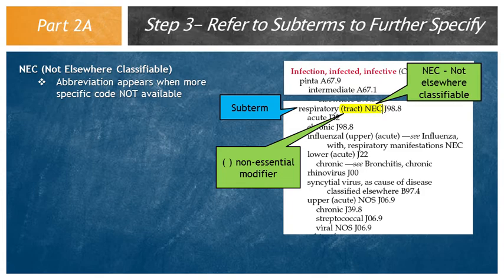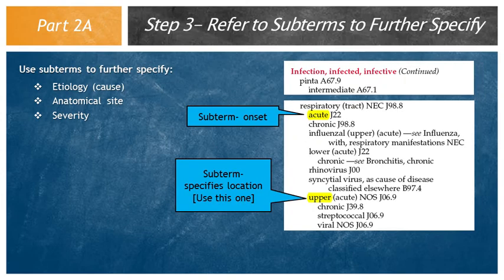Since the diagnosis from the case study provides more specific information about the respiratory infection, you should continue to use all the subterms to further specify the diagnosis. Pause the presentation to look up the other subterms, acute and upper. So which subterm did you find? In this example, both acute and upper are listed as subterms beneath respiratory.